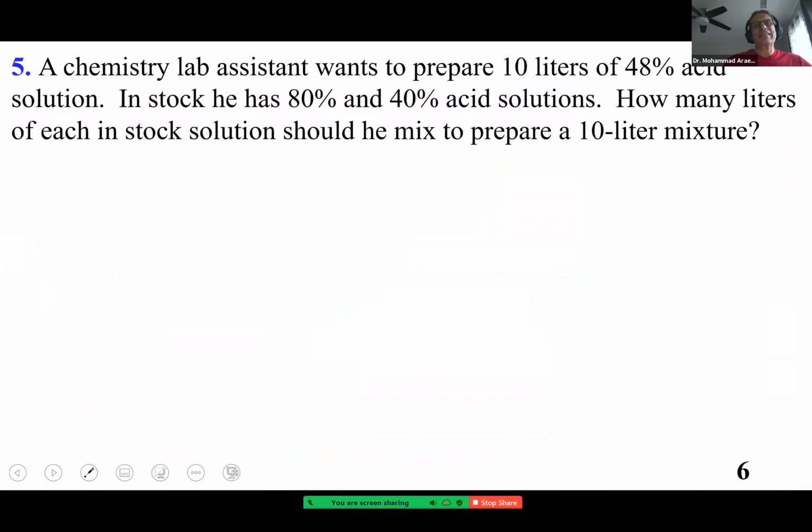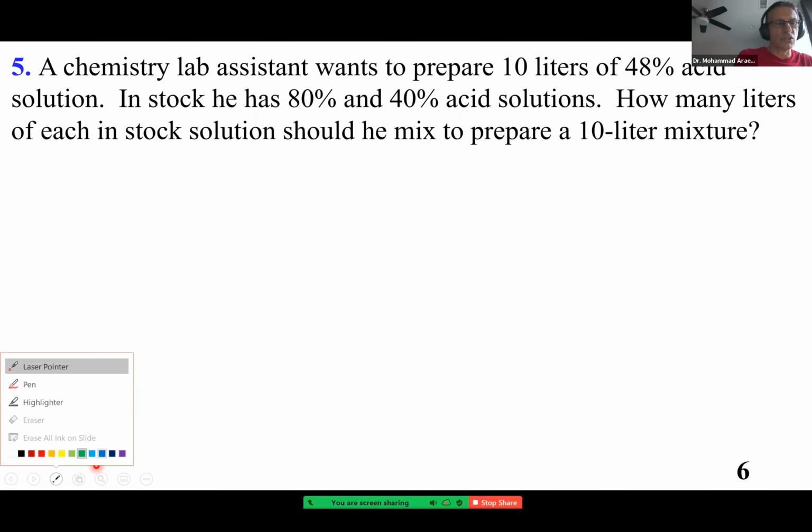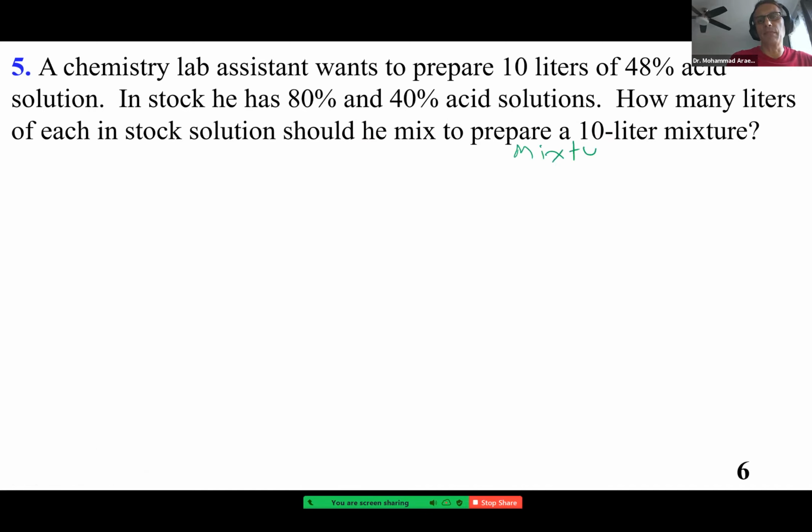A chemistry lab assistant wants to prepare 10 liters of 48% acid solution. He's got 80% and 40% acid solutions. How many liters of each should he mix to get a 10-liter mixture? This is a class of problem known as a mixture problem, everybody. You mix two things, as a result, the volume of each, they add up, the weights, they add up, and it's consistent. That's the idea.